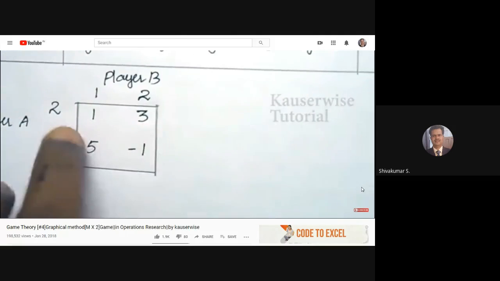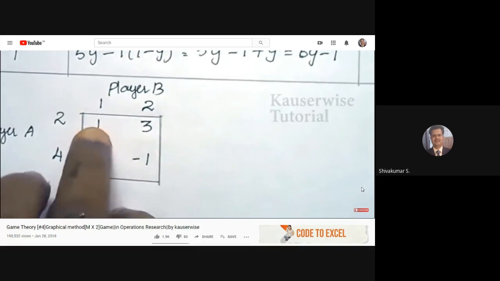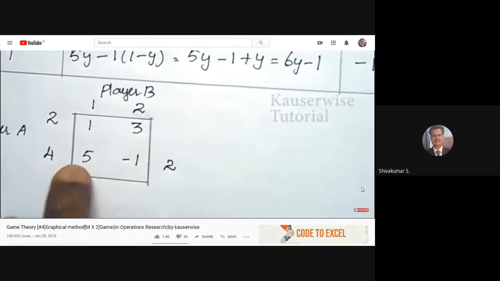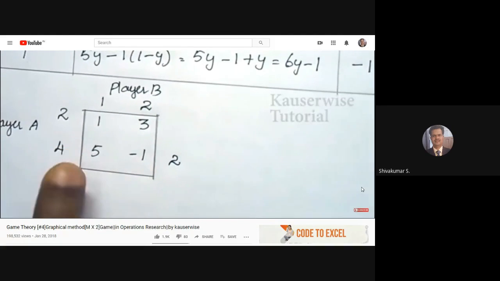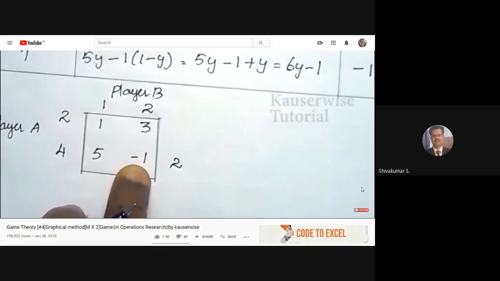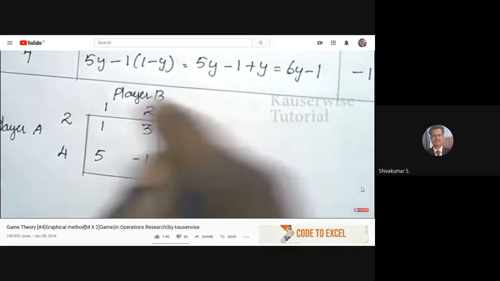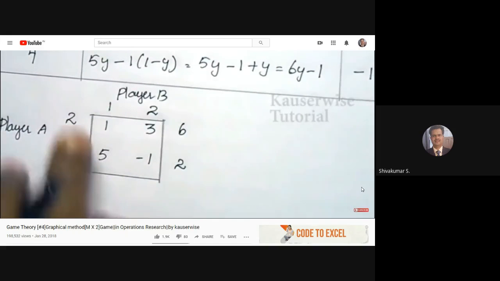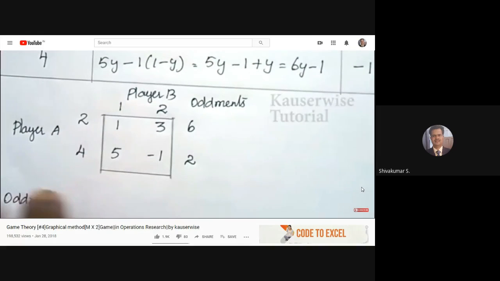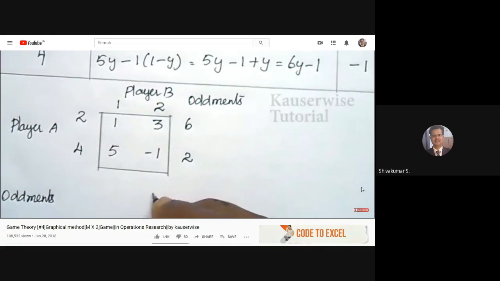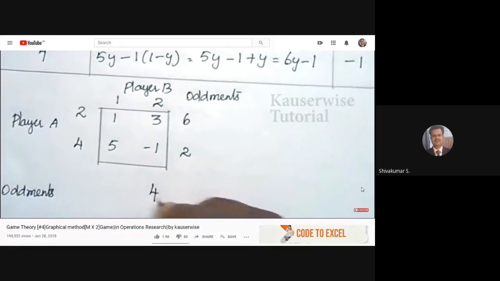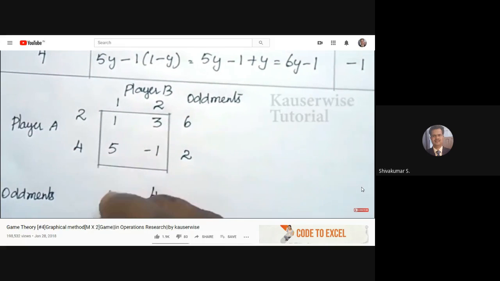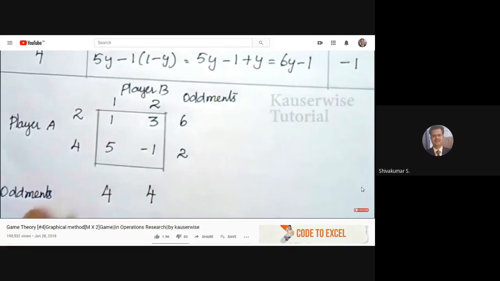Look at the first row. The first row difference is 3 minus 1, 2. Enter here. Look at the second row. 5 minus 1, no, take the positive value first. 5 minus minus 1 is equal to 6. Enter against the first row. In the same way, find out the oddments for the column also. In the first column, 5 minus 1, 4. Enter against the second column. The second column, 3 minus 1 is equal to 4. These are the oddments.